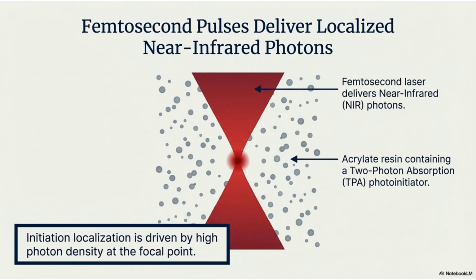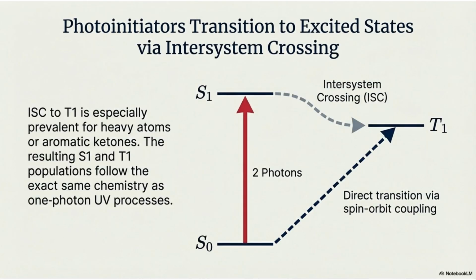Femtosecond laser pulses deliver localized near-infrared photons to the acrylate resin. The high photon density at the focal point drives initiation localization. Photoinitiators transition to excited states via intersystem crossing, particularly prevalent for heavy atoms or aromatic ketones. The resulting singlet 1 and triplet 1 populations undergo the same chemistry as one-photon UV processes.